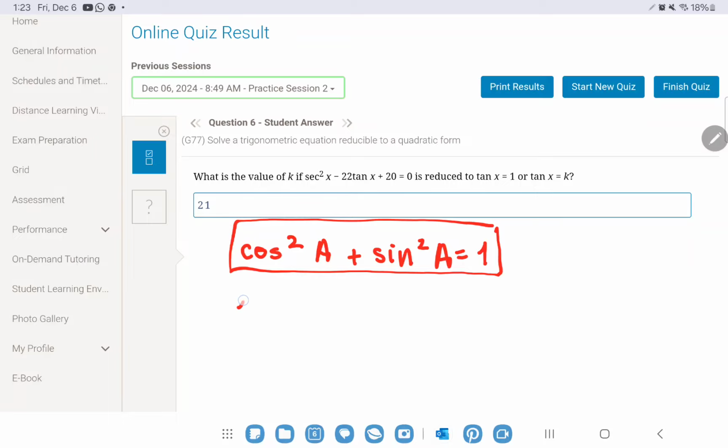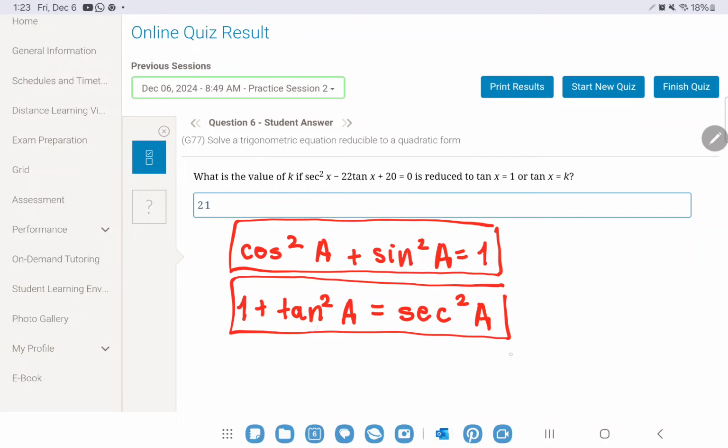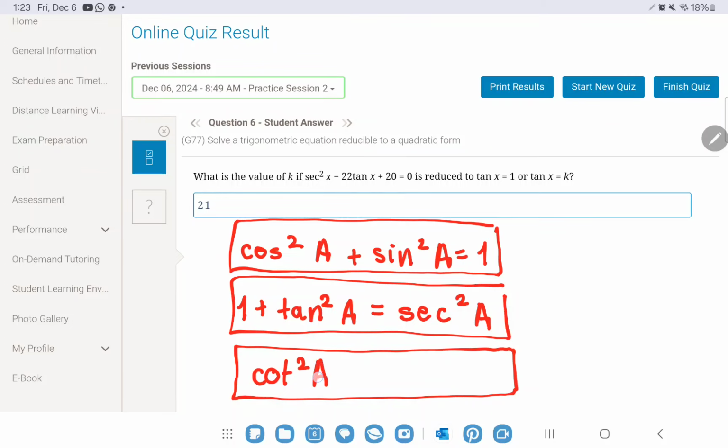Now for equation 2, we have 1 plus tan squared A equals secant squared A. That's equation 2. Now equation 3 is cotangent squared A plus 1 equals cosecant squared A. A could be any angle, guys. It could be named anything. I just chose A. And those all 3 are your identities.